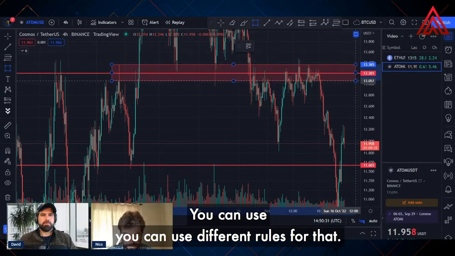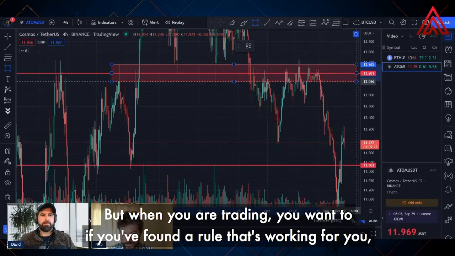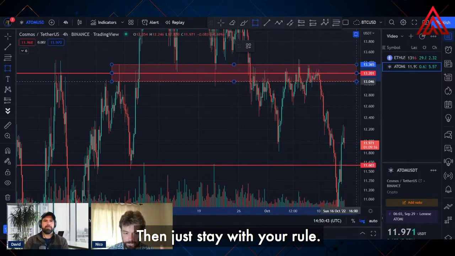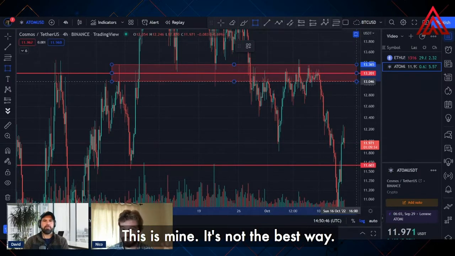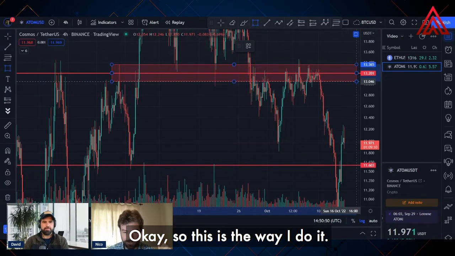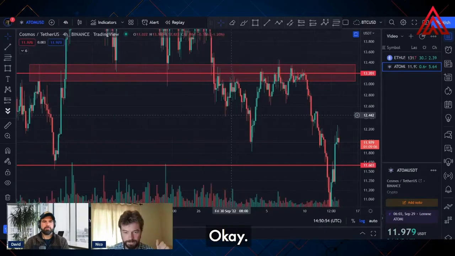All right, so that's one way to identify a zone. Okay, you can use different rules for that, but when you are trading, if you found a rule that's working for you and makes you open and close good trades, then just stay with your rule. This is mine. It's not the best way, it's one way to do it. Okay, so this is the way I do it. And then I will have a zone that's going to look like this, okay?